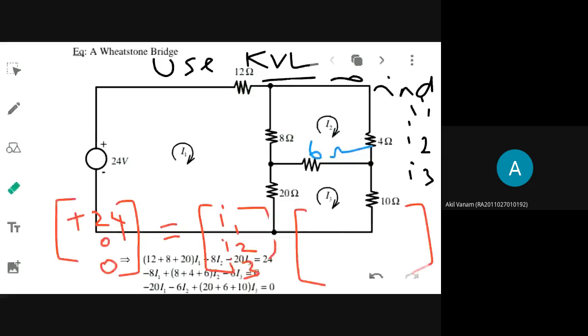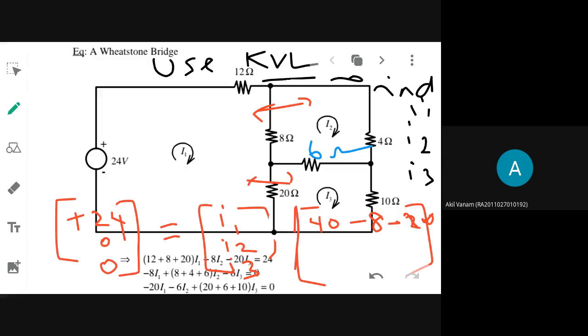20, 40. 40. Then what is R12? The common value of resistance between the first and the second mesh. First and second, 8 ohms. Then what sign do you have to give for it? Minus 8. Okay. Then what is the common value of resistance between 1 and 3? 20, with a minus sign. So you have to give a minus sign. Okay, enough.